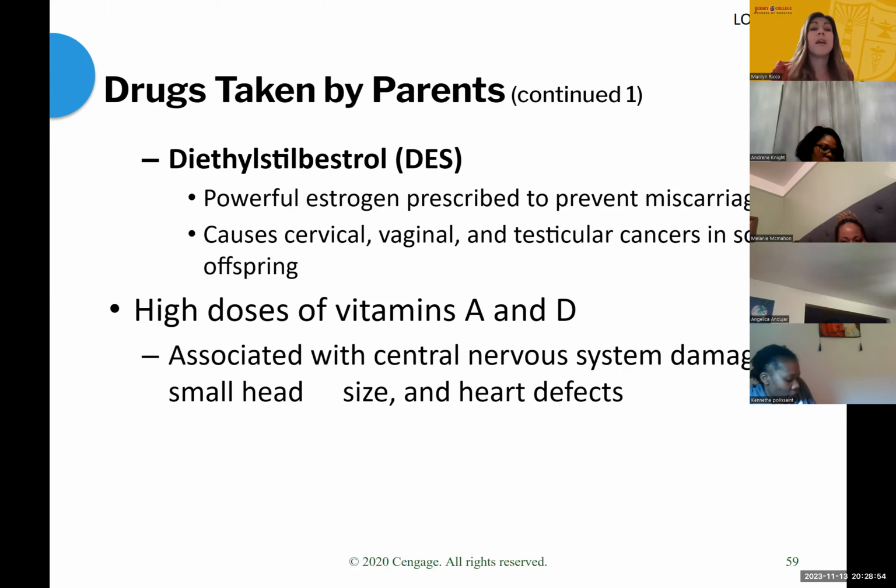There's risks everywhere. High dosages of vitamins A and D are associated with central nervous system damage, small head size, and heart defects, right? So typically, they tell you to start taking prenatal vitamins. Prenatal vitamins have very small dosages of all these vitamins. It's to make sure that you're at least getting something. But people who have high dosages of these things have to be careful. And this is why we do blood tests and monitor everything, to make sure that you're not taking prenatal vitamins on top of this, having high levels of these vitamins.